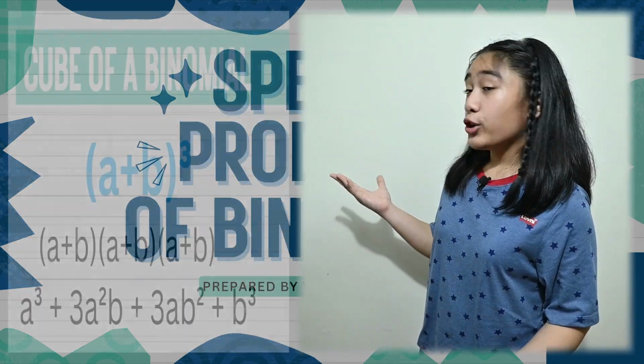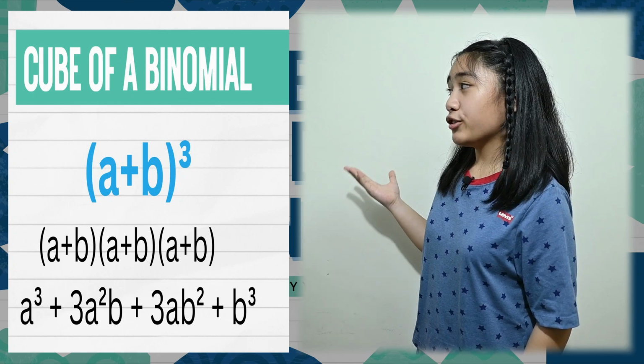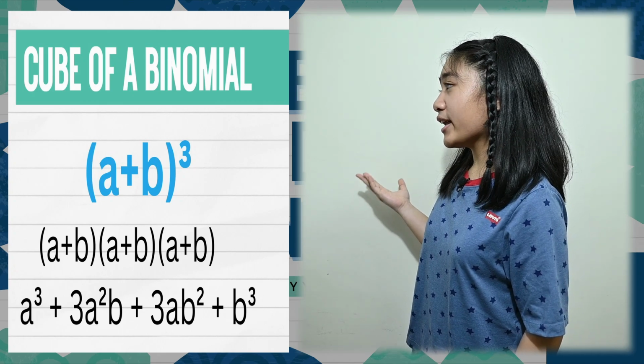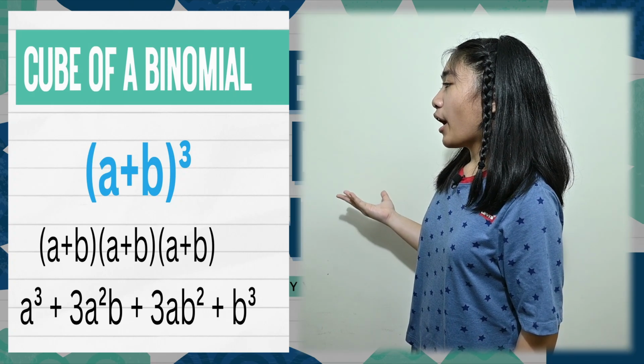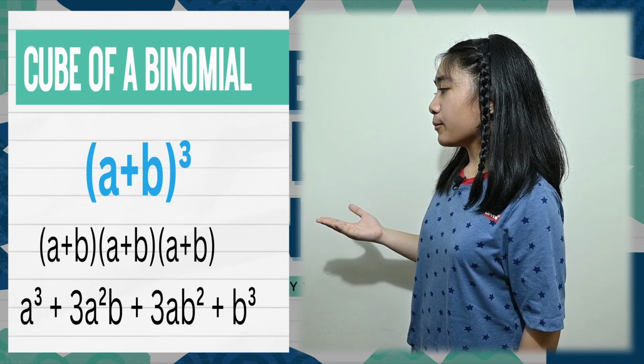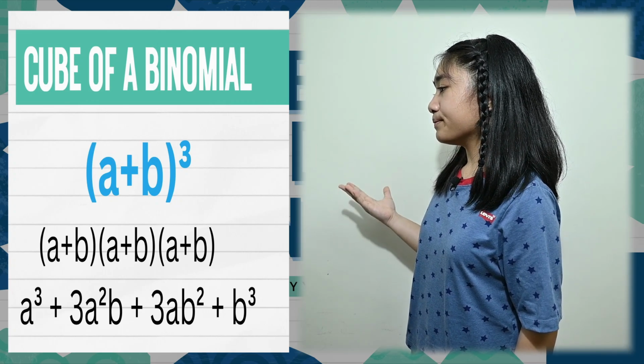Lastly, we have the cube of a binomial. This special product is much more complicated than the rest, but don't worry, I'll be here to discuss it for you. Since this is a cube of a binomial, we can write 3 of the same expression. And through following the FOIL method and through combining like terms, we will be able to get the formula A cubed, positive 3A squared B, positive 3AB squared, and positive B cubed.